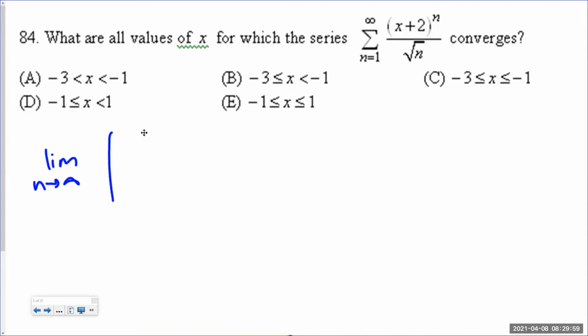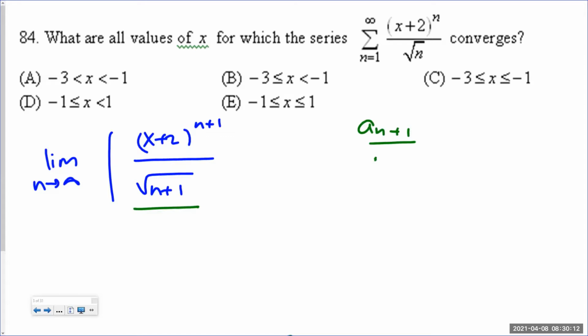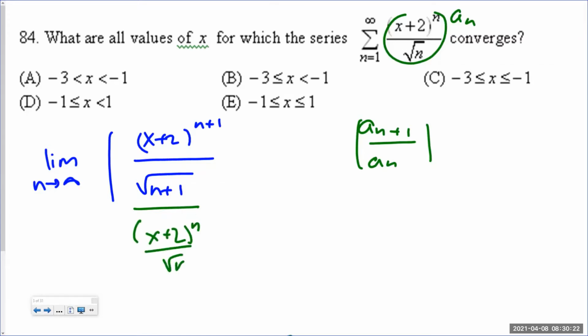So everywhere there's an n, so x plus 2 raised to the n, you're going to substitute it with n plus 1. Then what you do, because this is what the ratio test says, take a sub n plus 1, divide it by a sub n. And guys, this is a sub n here. So you basically divide it by the original problem, by itself.